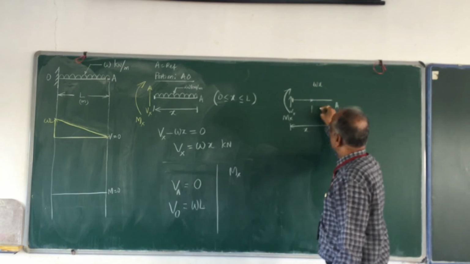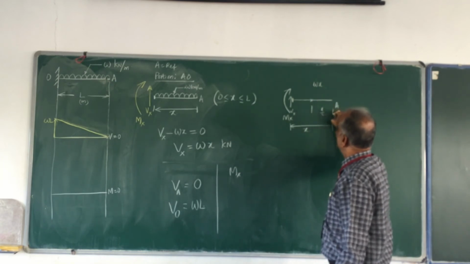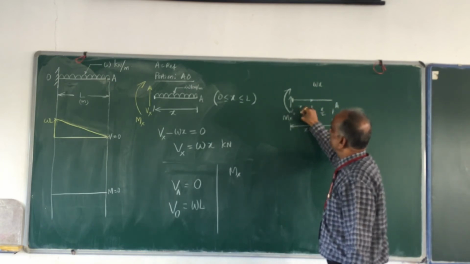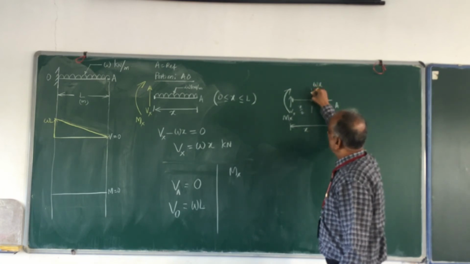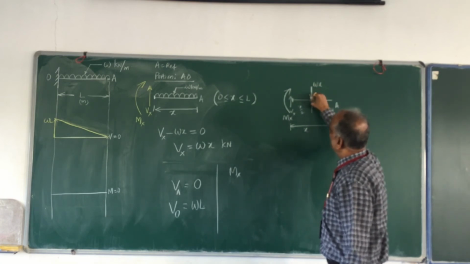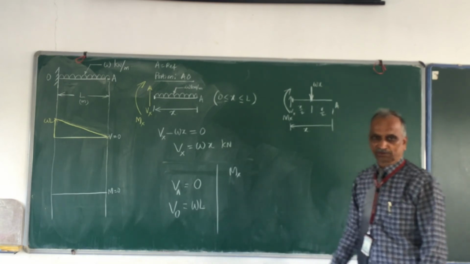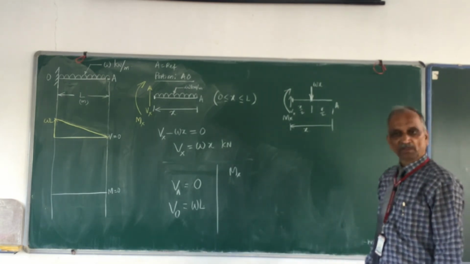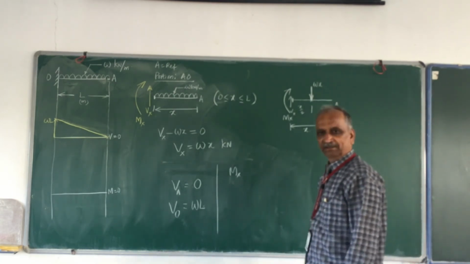And what will be this distance? X by 2. And what will be this distance? This is x by 2. So W into x will be acting at the midpoint of that portion. Okay, now come back here.